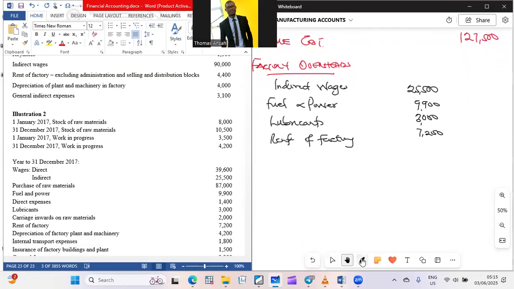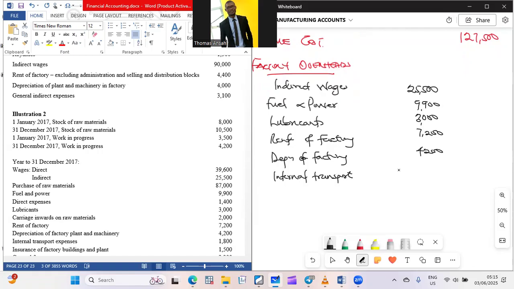Depreciation of, I think we've talked about this, right? It is for the factory. How much is that? 4,200. Internal transport expenses. It is internal. But please make sure you understand external goes to the trading aspect, the P&L part. Because this is internal. It's like when they are producing, somebody will drive the thing to the manufacturing place, the small, big trucks that they have. All right. How much is that? 1,008.